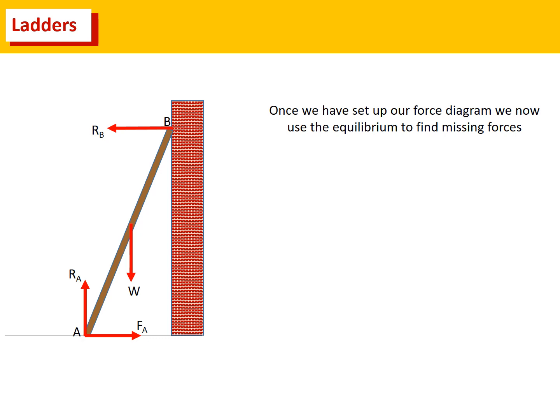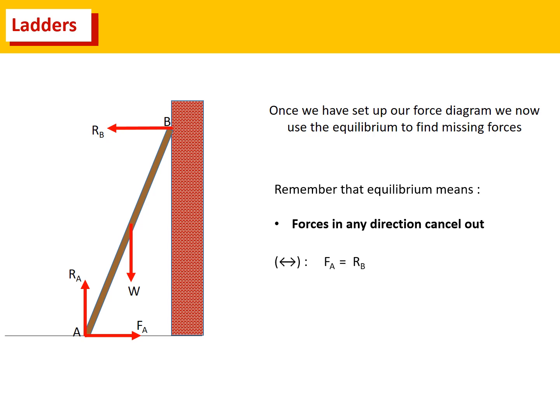So once you've set up your force diagram, we now use equilibrium to find any missing forces. And equilibrium in this situation means two things. One is forces in any direction cancel out. And therefore, in this case, forces to the right equal forces to the left. So the friction at A will equal the normal reaction at B. And vertically, weight must equal the normal reaction at A. But also, equilibrium means that if we take moments about any point, that will result in a zero moment.